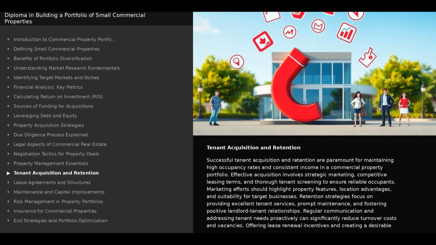Regular communication and addressing tenant needs proactively can significantly reduce turnover costs and vacancies. Offering lease renewal incentives and creating a desirable business environment also contribute to long-term tenant loyalty. High retention rates reduce operational expenses and provide stable cash flow. This proactive approach is a cornerstone of portfolio profitability. It ensures a steady stream of revenue.